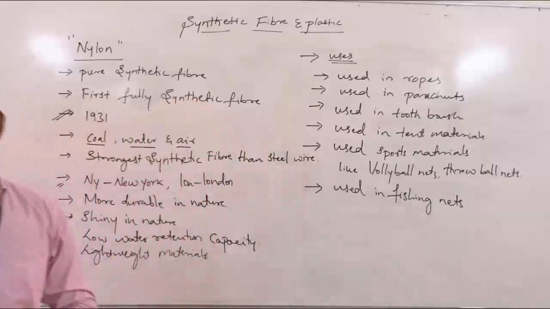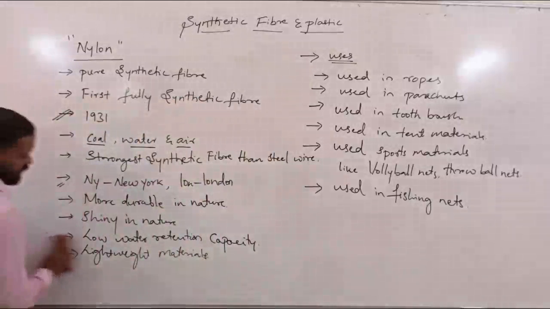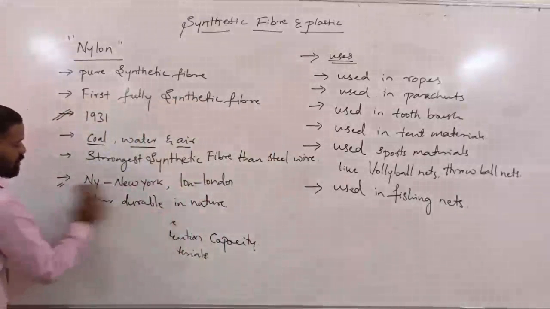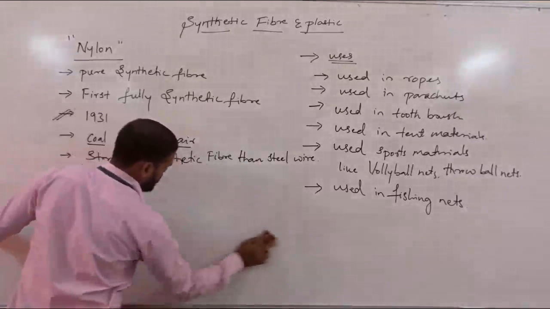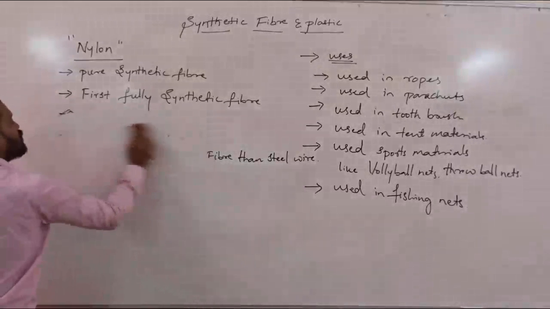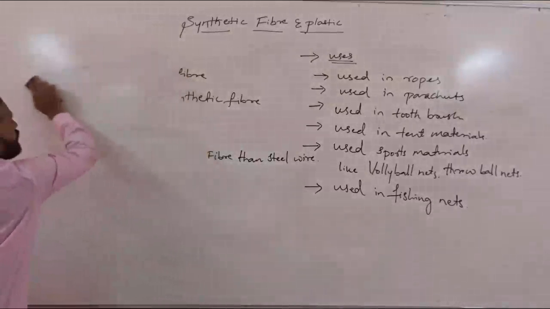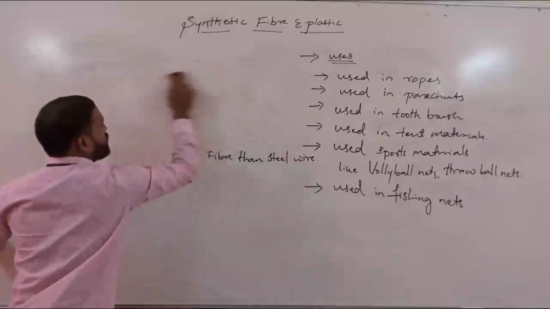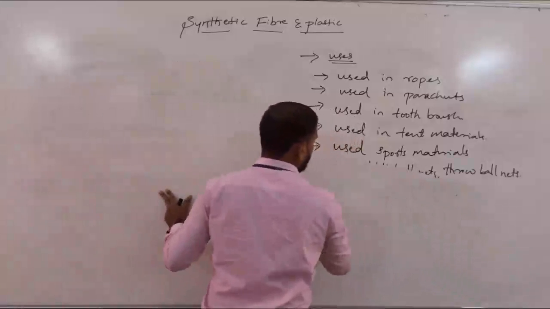Okay, after understanding nylon, next I will move on to the last type of synthetic fiber, that is acrylic. Acrylic is the fourth type of synthetic fiber. Next we can see acrylic.